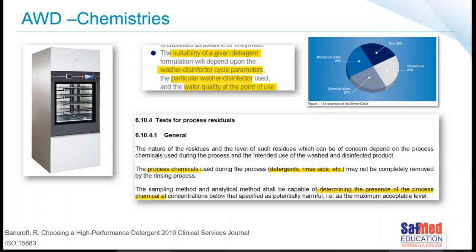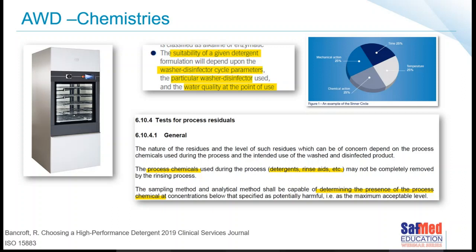So the manufacturer of the machine does a whole series of tests, and those tests are described in the ISO standard 15883. So the procurement officers throughout South Africa are really good in the tender specs, and they say we want a washer disinfector that is compliant with ISO 15883. So when you're buying that washer that is now compliant, you get chemistries that are validated for that process.